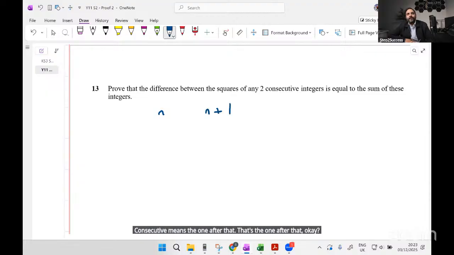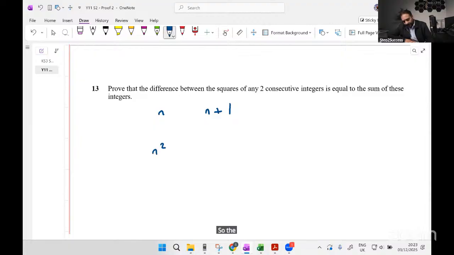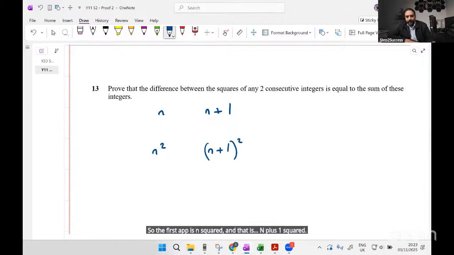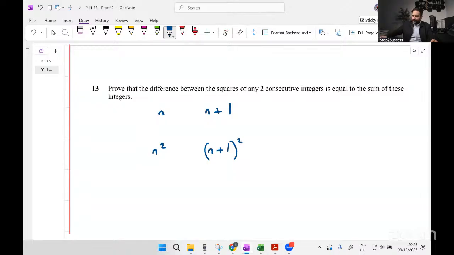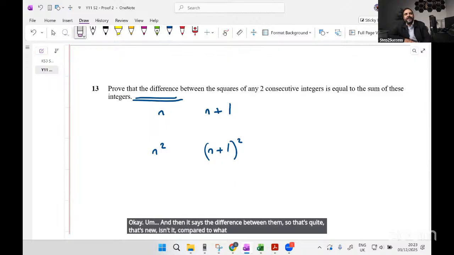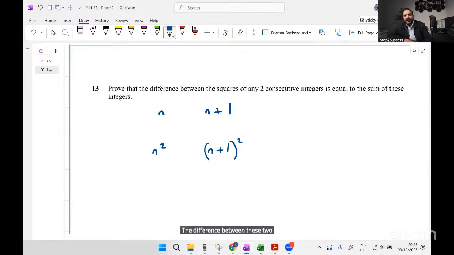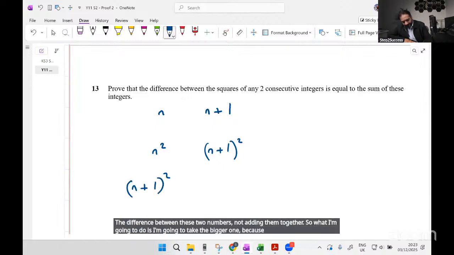The squares of two consecutive integers. So I need to square both of these. So I'll just write that below it. So the first is n squared, and that is n plus 1 squared. And then it says the difference between them. So that's new compared to what we've done so far. The difference between these two numbers, not adding them together. So I'm going to take the bigger one, because that's obviously bigger, and subtract the other one.